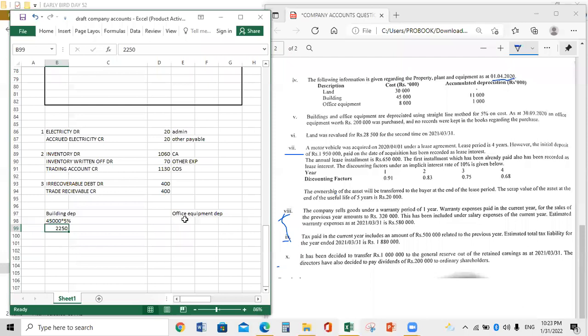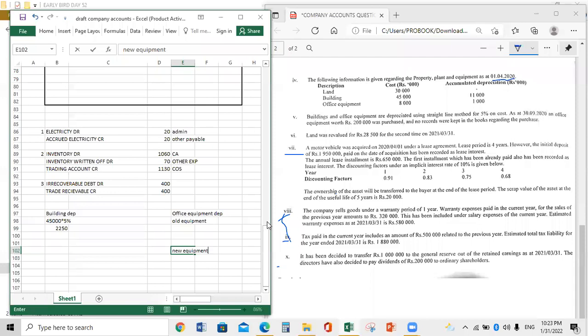You have to find depreciation like this. Find for old office equipment first, and find for new second. Why am I doing that? Because, guys, the new equipment you have purchased in the middle of the year, so you can't calculate depreciation for both together. Be careful with the dates.